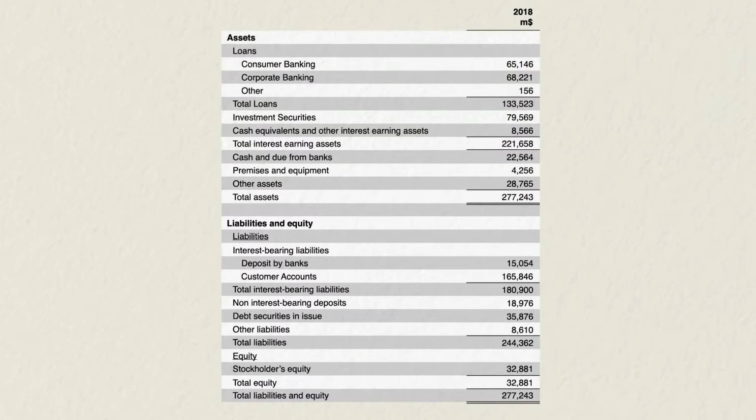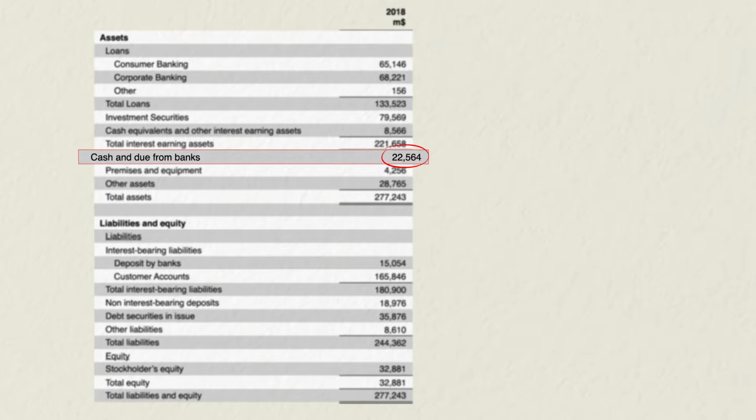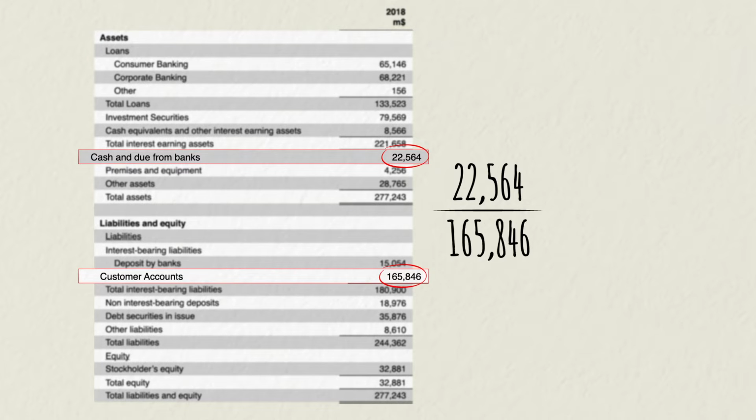Let's check if this bank is meeting its reserve requirement of 10%. They hold $22 billion in cash. The customer deposits are $165 billion. They hold 13% of their deposits in cash, which is above the required level.